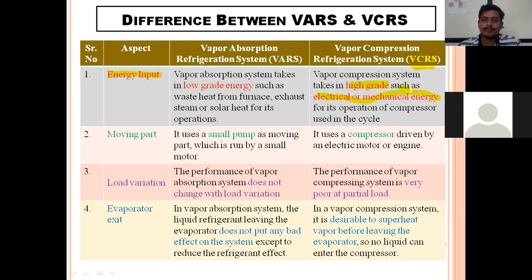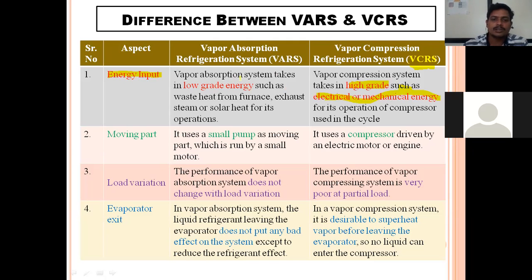But in the vapor absorption refrigeration system, we are replacing the compressor by an absorber, pump, generator and pressure reducing valve. In the generator, we supply heat in the form of low grade energy, which may be exhaust from steam or an IC engine, or solar heat also. Only the pump is there, which has very few moving parts, and that pump can also be operated with the help of a solar system.